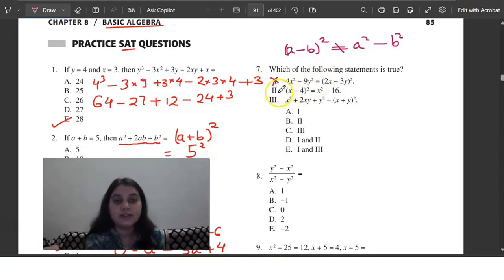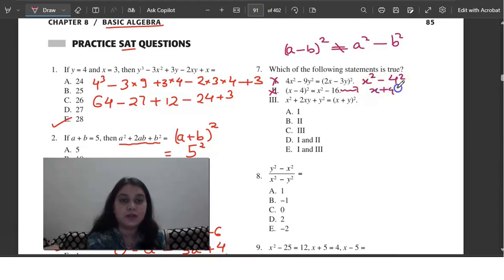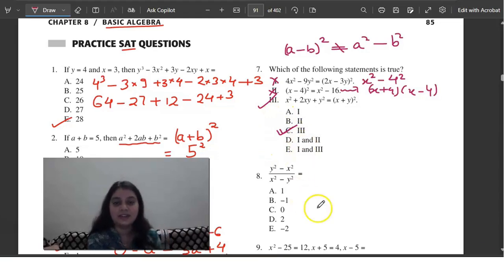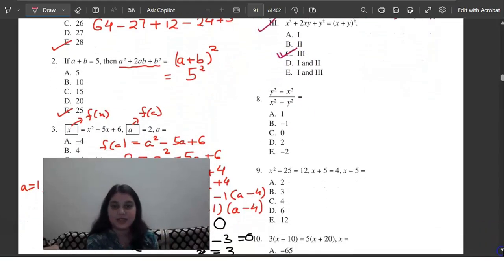So this is definitely not true. Same for this. Again, the same logic. This is not true. And in case you don't know the formula, this is x square minus 4 square. That's basically x plus 4 into x minus 4. But this one is true. This is x plus y whole square. That's equal to x square plus 2xy plus y square. So only third is true. C option is correct.